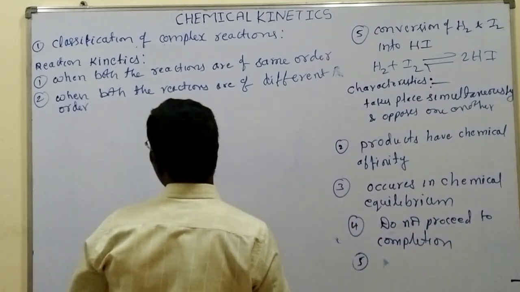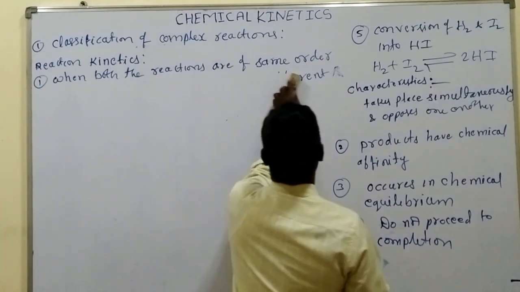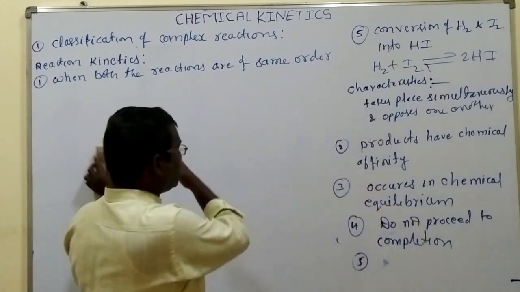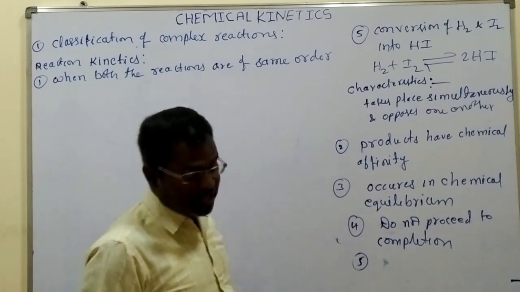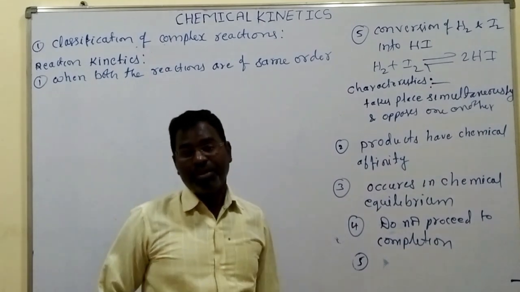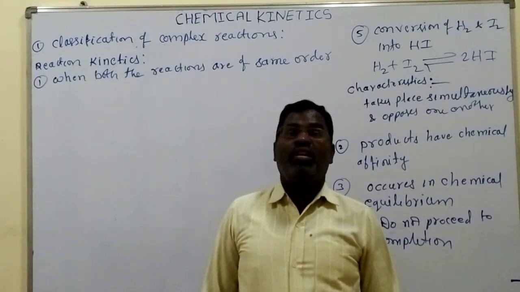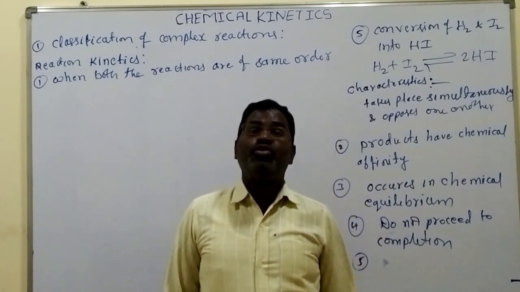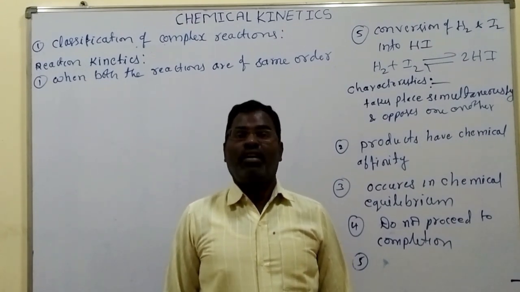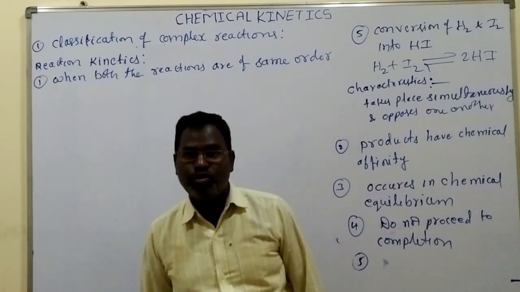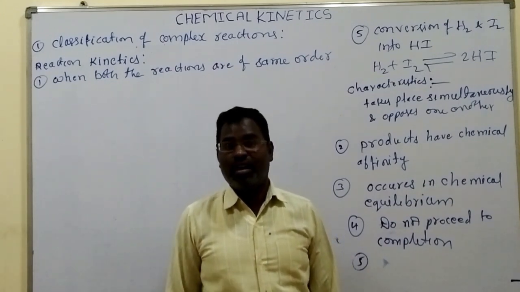Now we should take the first one, that is, when both the reactions are of the same order. In order to derive the rate equation, we should assume both the forward and backward reactions are first order reactions.